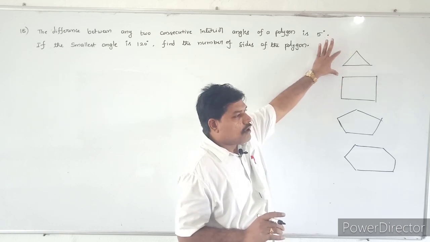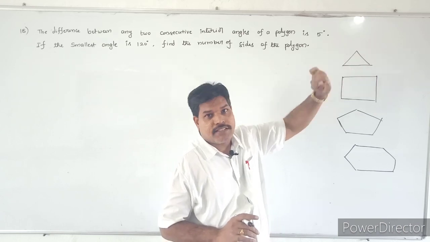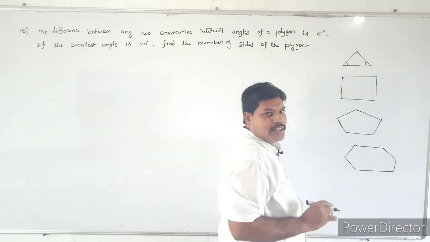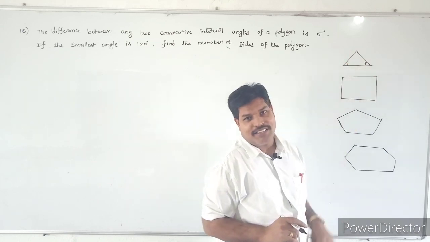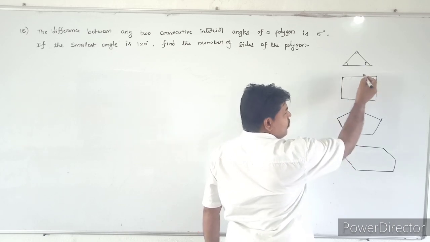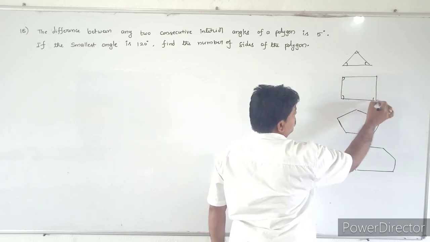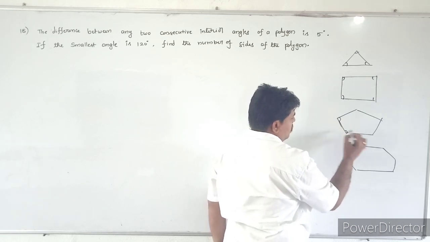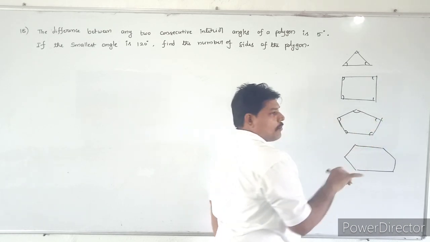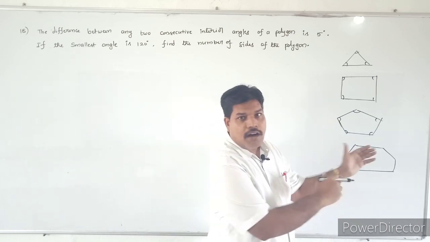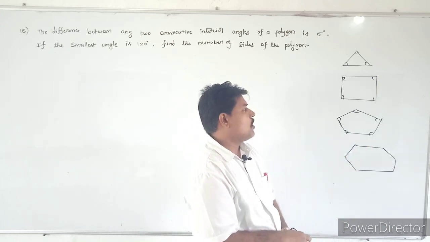The number of sides is equal to the number of angles. So how many angles are here? 1, 2, 3. 3 angles and the number of sides is 3. Do you understand that? And here, how many sides are there? 4. How many angles are here? 1, 2, 3, 4. And how many sides are here? 5. How many angles? 1, 2, 3, 4, 5. So the number of sides and the number of angles are the same. So that is the polygon.